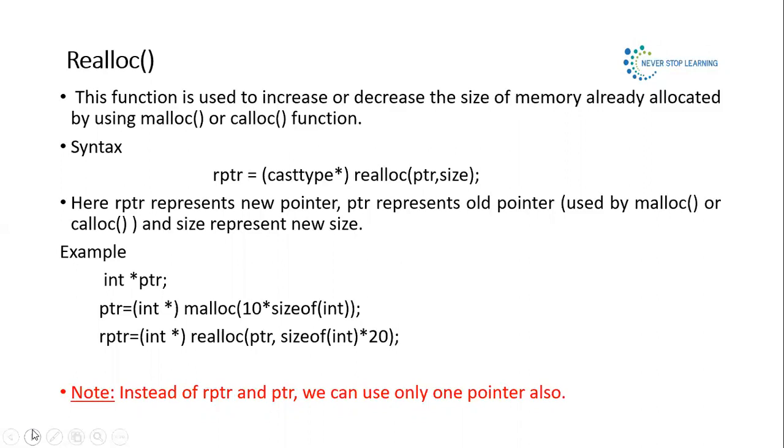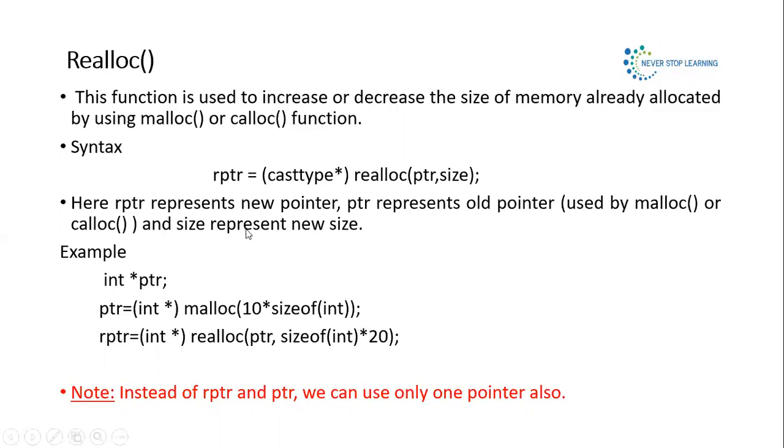So the syntax for reallocating the memory: you have to give a pointer variable, that is rptr here in this case. Then you have to give the cast type. The cast type will be the data type, which type of memory block you want, according to which data type, the size you want, how many bytes. Realloc is a function where ptr is the previous pointer, the old pointer, and the size is the new size. So as I told you, rptr is the new pointer, and ptr is the old pointer which we used at the time of allocation of memory using malloc and calloc.